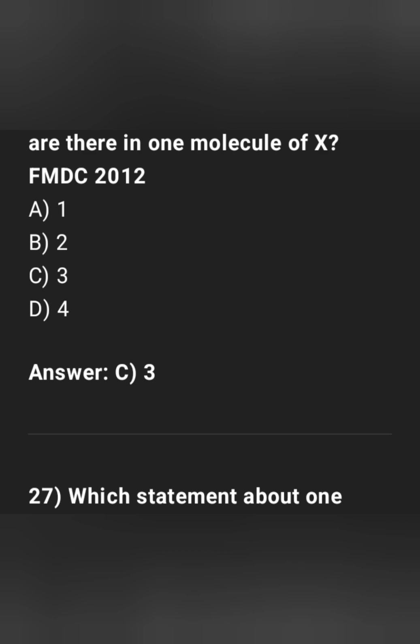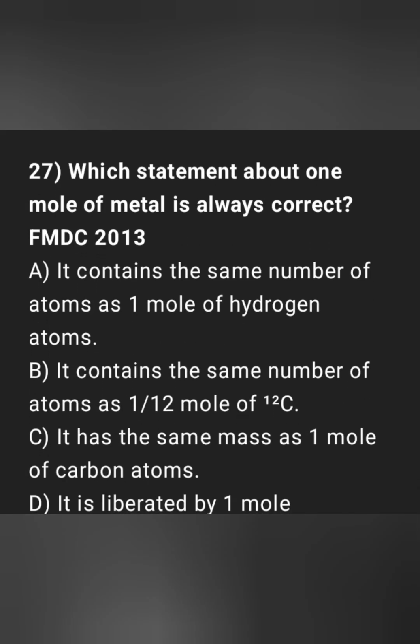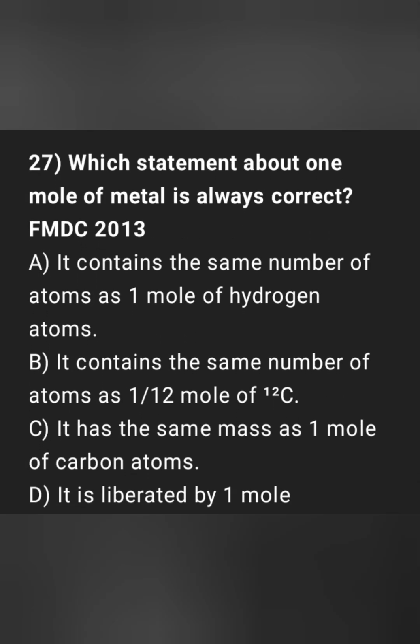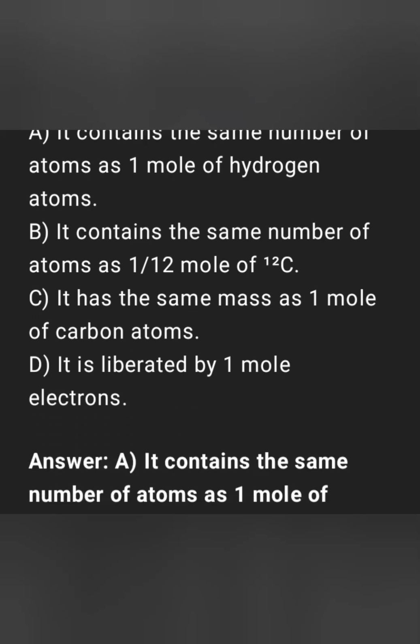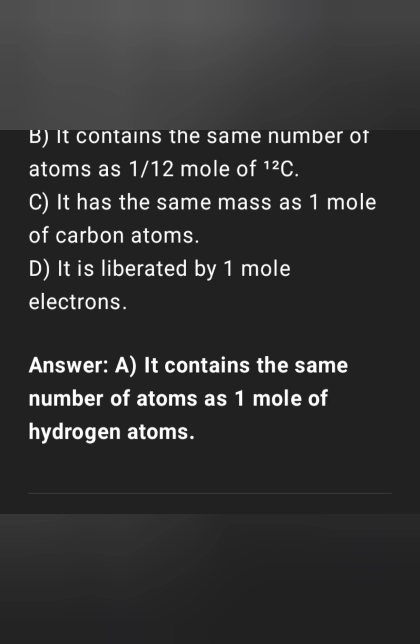27. Which statement about 1 mole of metal is always correct? A. It contains the same number of atoms as 1 mole of hydrogen atoms. B. It contains the same number of atoms as 1/12th mole of carbon. C. It has the same mass as 1 mole of carbon atoms. D. It is liberated by 1 mole of electrons. Answer: A. It contains the same number of atoms as 1 mole of hydrogen atoms.